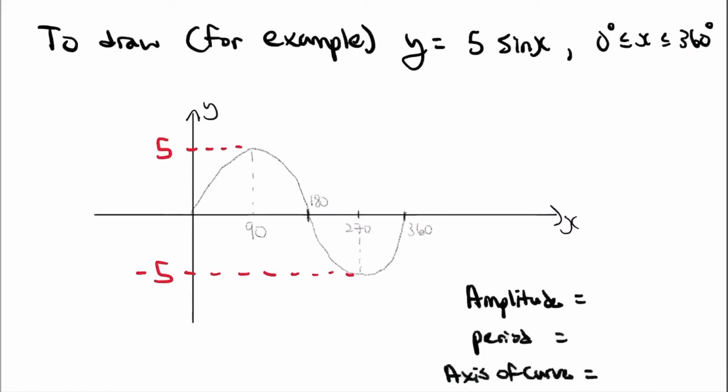Now, for y equals 5 sine x, what is the amplitude? It is 5. Period, still 360 degrees. Axis of curve, do you remember what the axis of curve is? The axis of curve is a line that passes through the middle of the curve. It is still the x-axis.